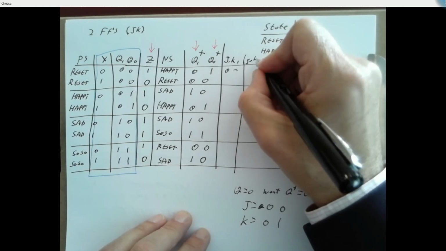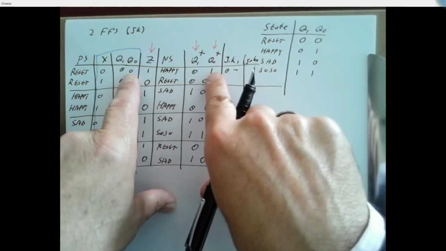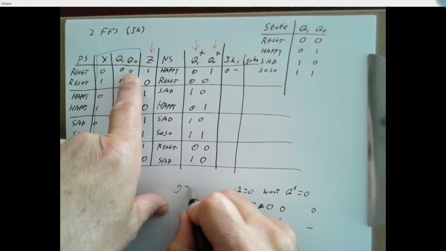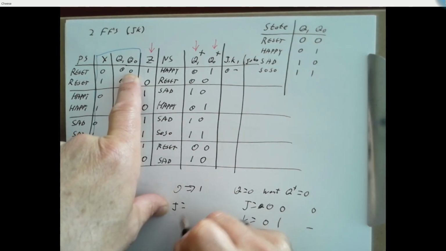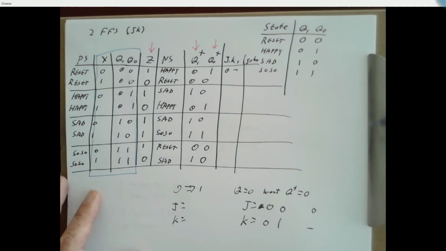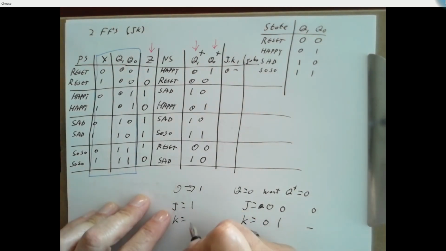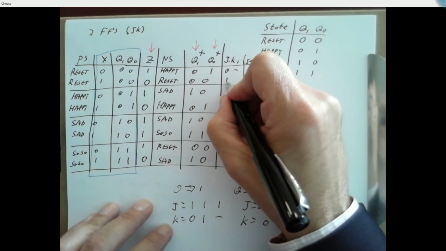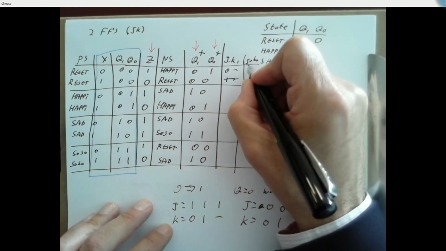And then J0, K0, we do the same thing for Q0. So currently it's a 0, and we want it to become a 1. So yeah, we could do a 1, 0, which means set, or we could do a 1, 1, which means toggle. So that's a 1, don't care. Up there.